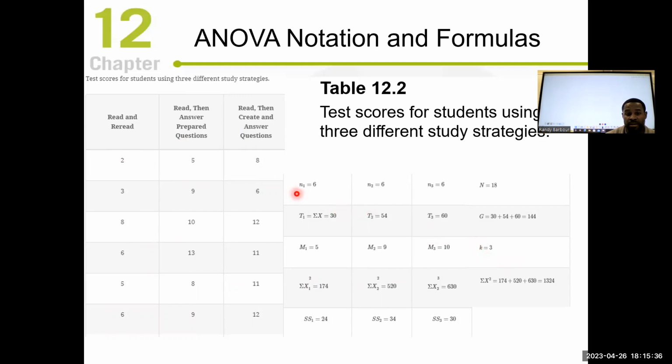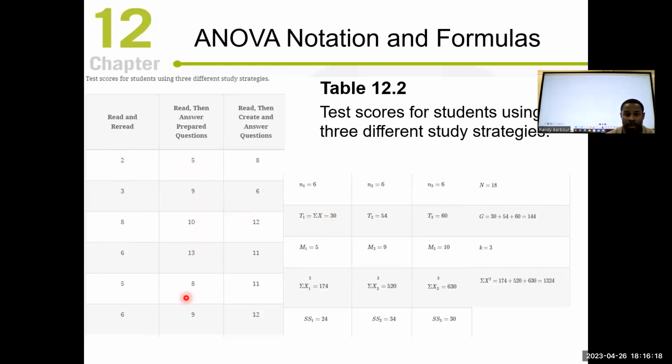You also see N1, N2, and N3. I have six participants in each of these treatment conditions, so I have 3 sixes. If I'm doing big N, I want to know the total number of scores in this research study. N equals 18, or 3 times 6 gives me 18. One of the other things we talked about was the total of scores for each treatment condition. So T1, if I sum 2 plus 3 plus 8 plus 6 plus 5 plus 6, I get 30.